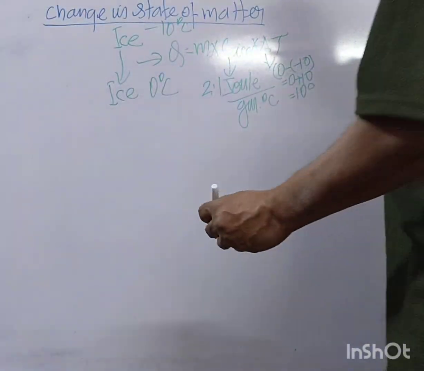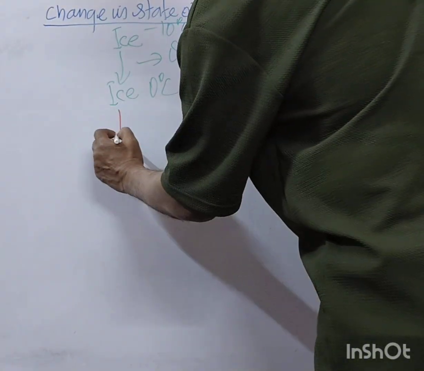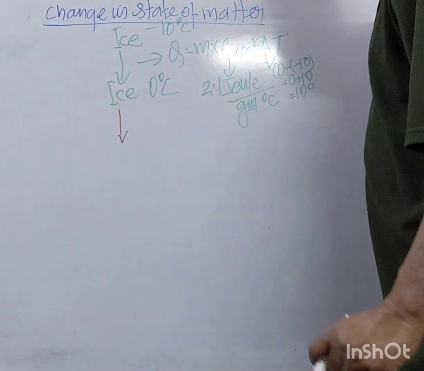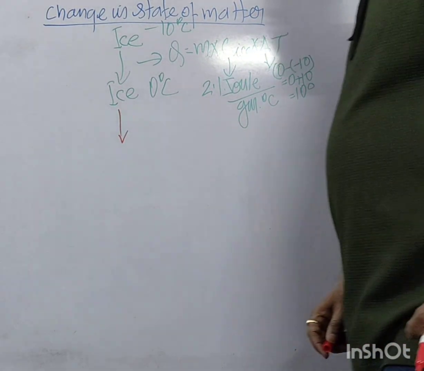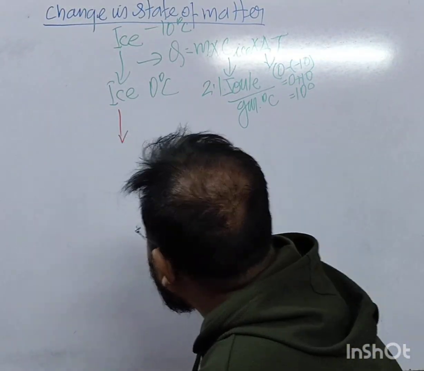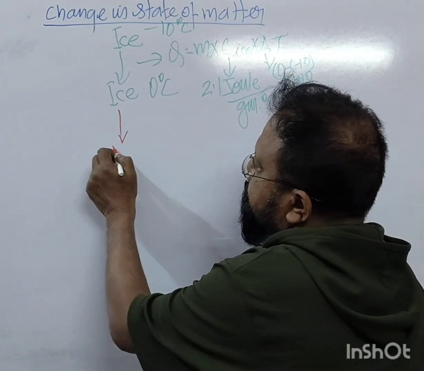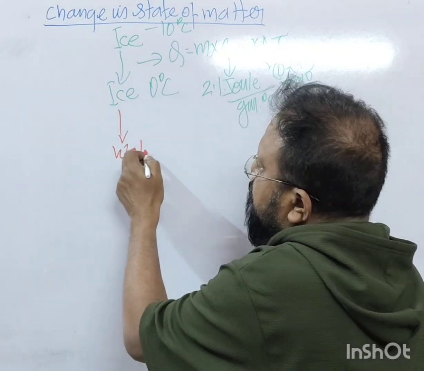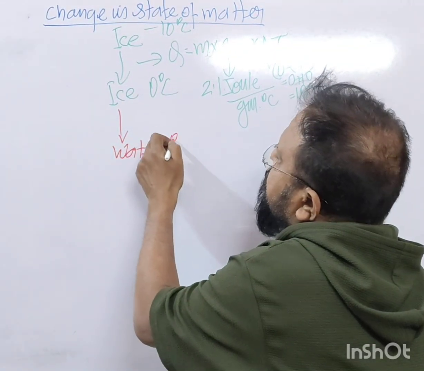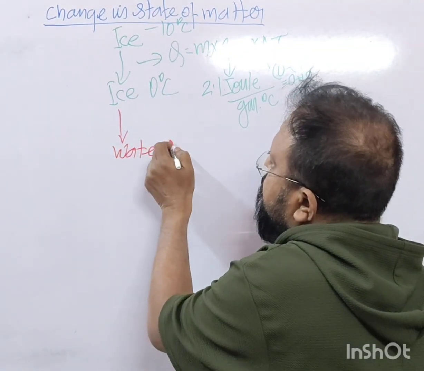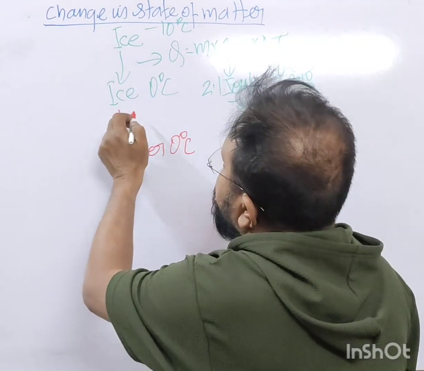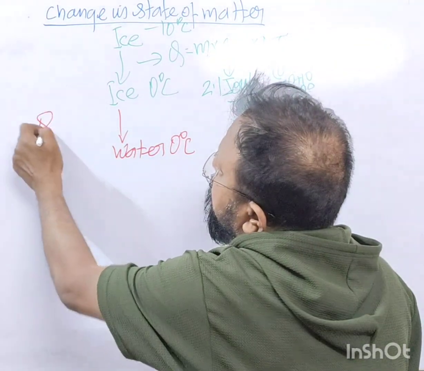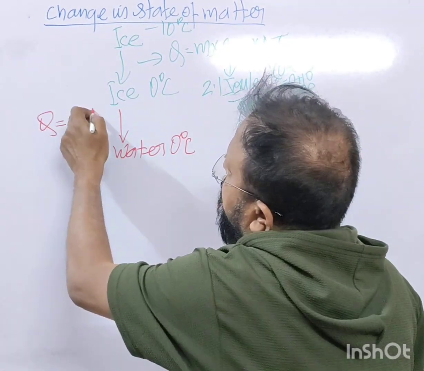Now this 0 degree ice converts into water of 0 degree Celsius. Water at 0 degree Celsius. There Q is equal to ml.